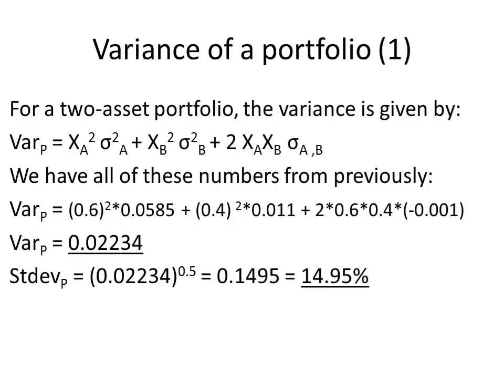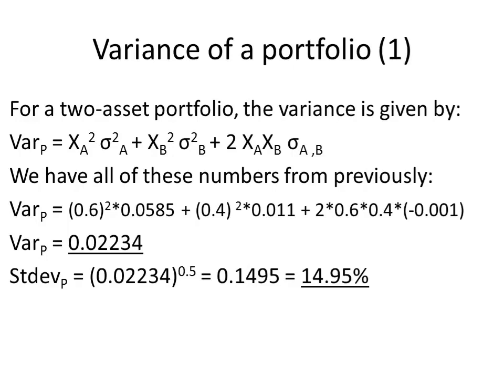Now, how should you do this in your calculator? Well, if I were you, I would calculate each of the 3 chunks separately and store it. For instance, 0.6, hit your squared button, multiply by 0.0585, and hit store 1. Store is STO on your calculator. And then I would say 0.4 squared times 0.011 equals, and hit store 2. And then finally I would say 2 times 0.6 times 0.4 times 0.001 plus minus equals, and store 3. Then you can just recall 1 plus recall 2 plus recall 3 to get the variance.